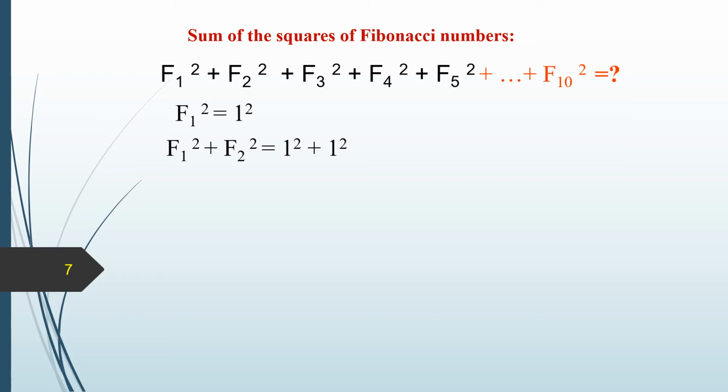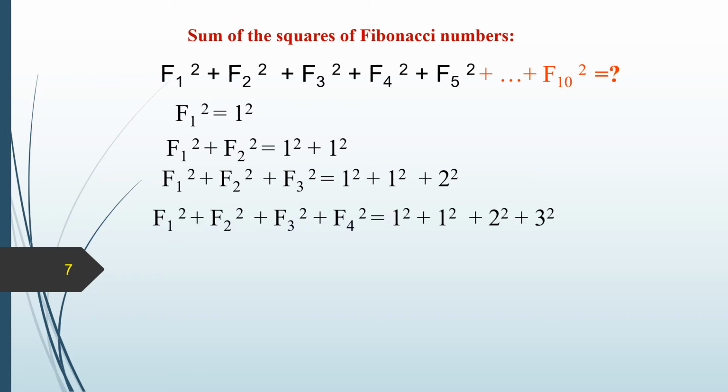f1 squared is 1 squared, which is 1. f1 squared plus f2 squared is 1 squared plus 1 squared, which is 2. f1 squared plus f2 squared plus f3 squared is 1 squared plus 1 squared plus 2 squared, which is 2 plus 4, 6. 6 is not a Fibonacci number. f1 squared plus f2 squared plus f3 squared plus f4 squared is 1 squared plus 1 squared plus 2 squared plus 3 squared, which is 15.